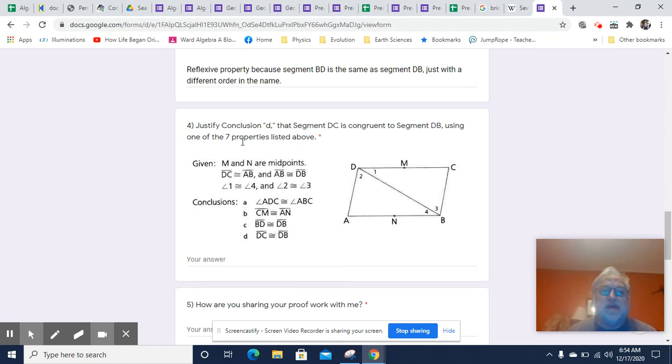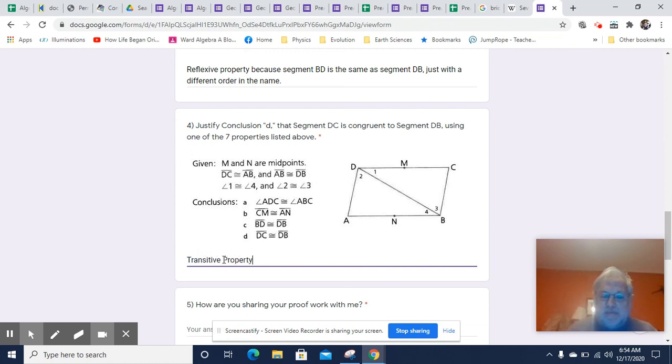Okay, and then the last one of the problems you got to do, other than just explaining how you're doing with things, is D. Segment DC is congruent to segment DB. Well, we know that DC is congruent to AB, and AB is congruent to DB. So for this one, we're going to use the transitive property.